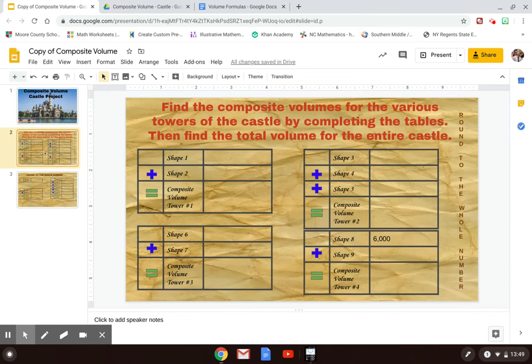If we go to the next slide, it's telling us to find the composite volumes for the various towers of the castle by combining shapes, then find the total volume for the entire castle. All right, this is very important over here on the right-hand side: round to the whole number. Okay, so let's start with the volume of shape number 1. I will do the first one for you, and then you should be able to do the others on your own.